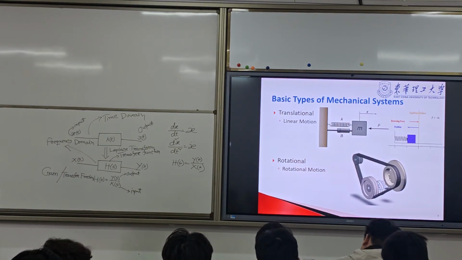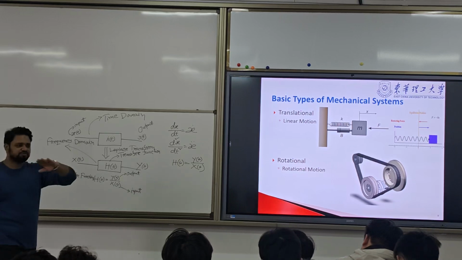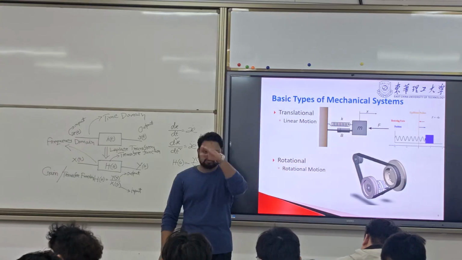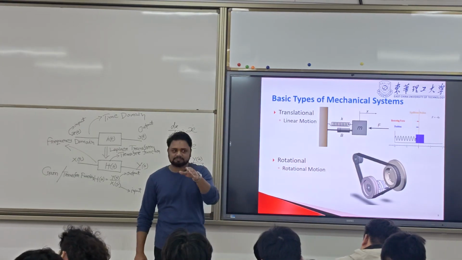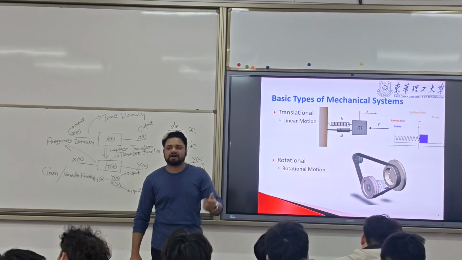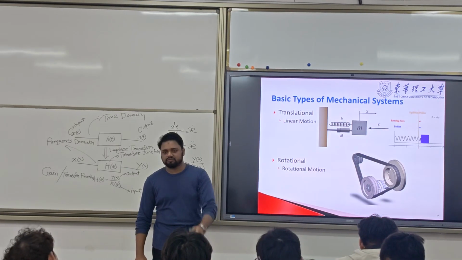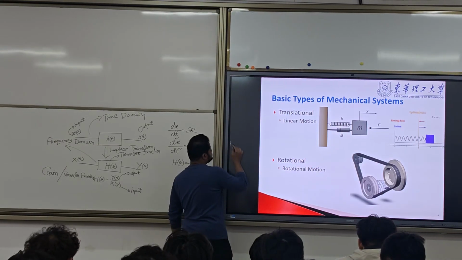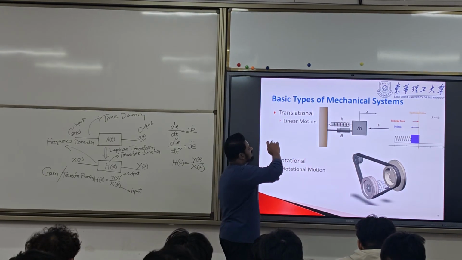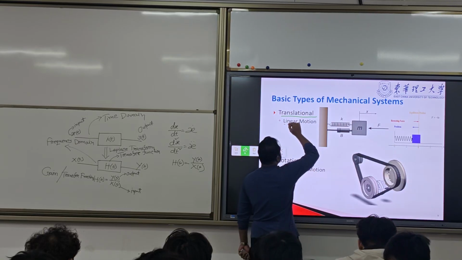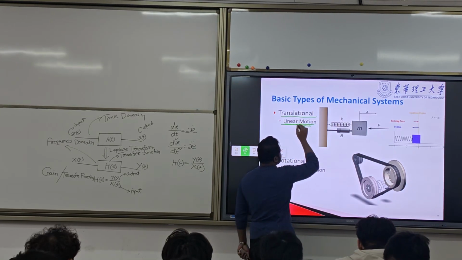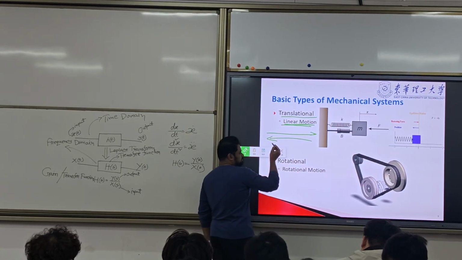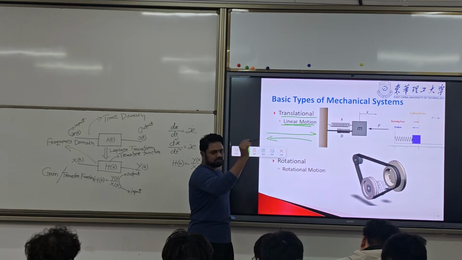The translational system, mostly we call it linear motion, straight motion. And rotational is the circular motion, like the velocity of the car. So here there are two examples given. The first, the translational, we mostly use for linear motion. Linear means one direction, straight or back.